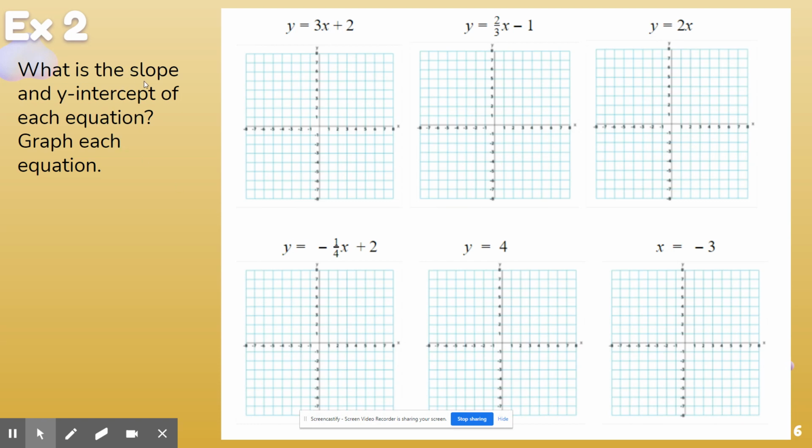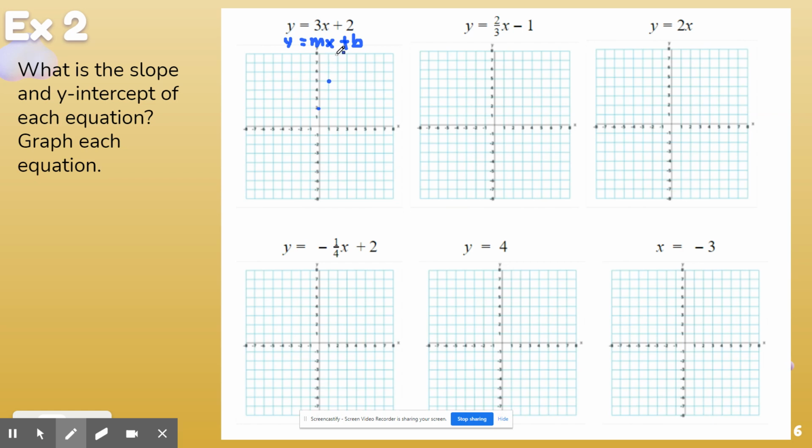Looking at this one, it says, what's the slope and y-intercept of each equation? Remember that these equations are written in the form of y equals mx plus b, where m is the slope and the b is the y-intercept. So in this case, the b is 2. So the 2 would be graphed first. We graph it right there. We put a little dot on 2. 3 means to go up 3 and over 1 to the right.